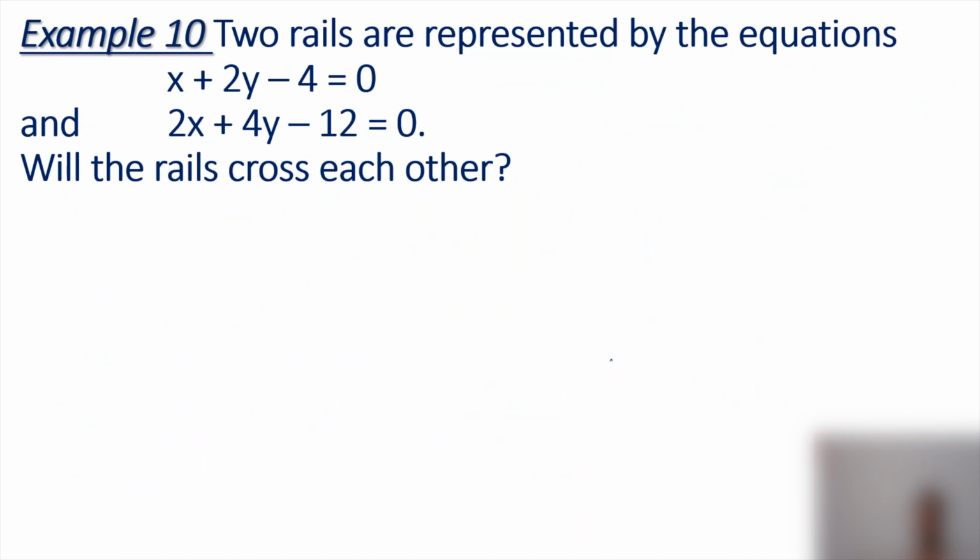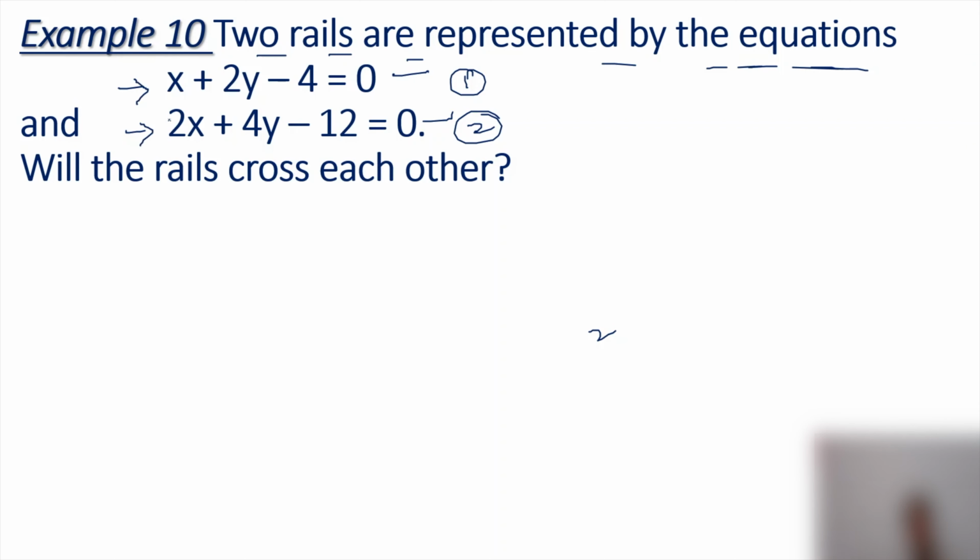Let's go for the next question. Last example related to the substitution method. Now let us consider equations number 1 and 2. Let's read the statement. Two rails are represented by these equations. Will these cross each other? They will cross each other whenever they have a common solution. So let's see whether they will cross each other or not.